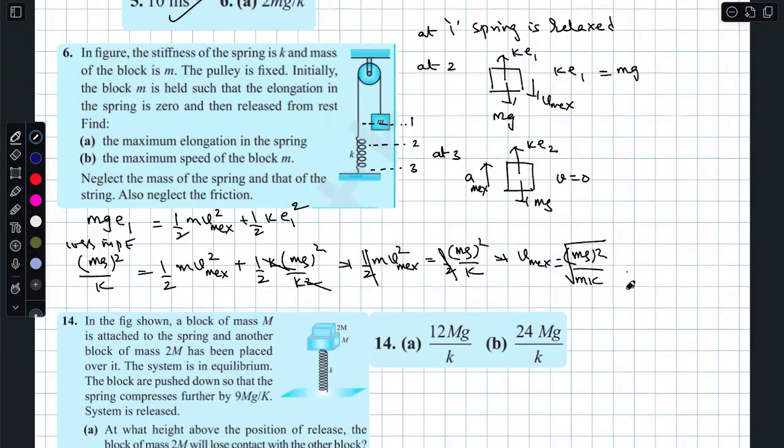What do you want? Maximum elongation. Maximum elongation is also a simple calculation, which is nothing but half k e2 square. mg e2 is a loss in gravitational potential energy. Entire thing is stored as elastic potential energy. So therefore, the maximum elongation is nothing but 2mg by k. Just substitute, you'll get the values. Do you have any doubt in this? Sure? Everyone in the class?